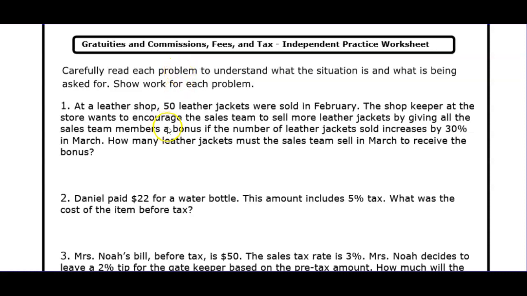All right, so we're on page 7 here working on some percent application problems. And what I'd like to do is just kind of run through a few of these and help you set them up, and you will finish them up and maybe try a few on your own. So we start off with number 1.